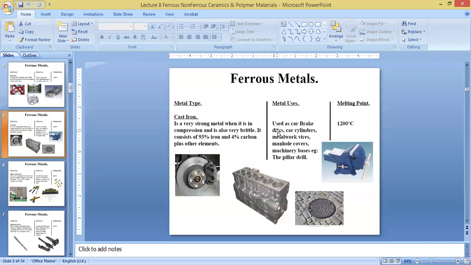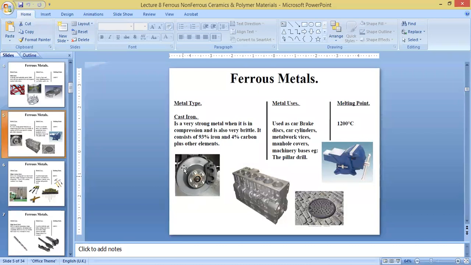It's used as car brake discs, car cylinders, metal devices, manhole covers, and whatnot. So you have this whole wide range. Melting point is 1,200 degrees Celsius. So those manholes, if you dunk them, they are made out of cast iron.